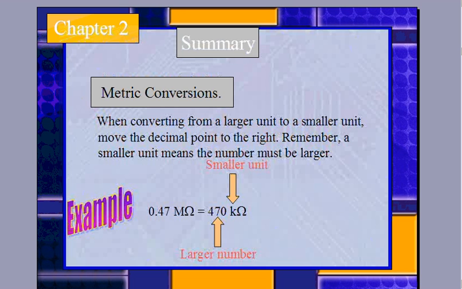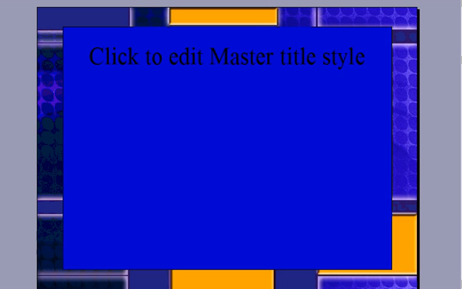Metric conversions. When converting from a larger unit to a smaller unit, move the decimal point to the right. Remember, a smaller unit means the number must be larger. And I would recommend, after you review this lecture, to look at my other video that explains how to convert these numbers in more detail.